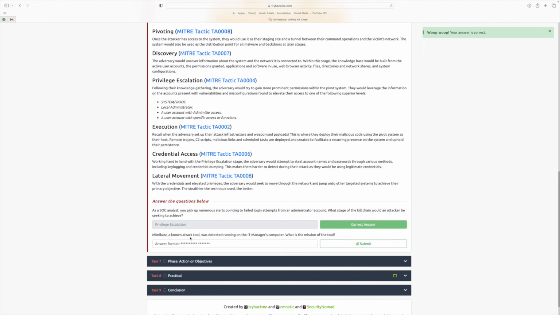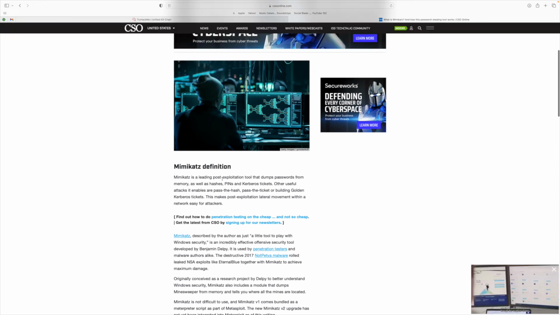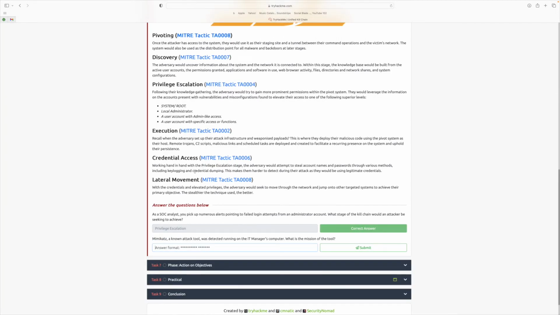Mimikatz, a known attack tool, was detected running on the IT manager's computer. What is the mission of this tool? We're going to Google this because I don't know. Mimikatz is a leading post-exploitation tool that dumps passwords from memory, as well as hashes, PINs, and Kerberos tickets. Dump passwords. The answer is going to be credential dumping.